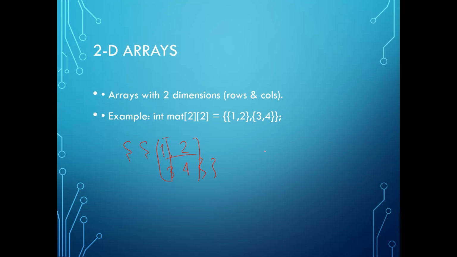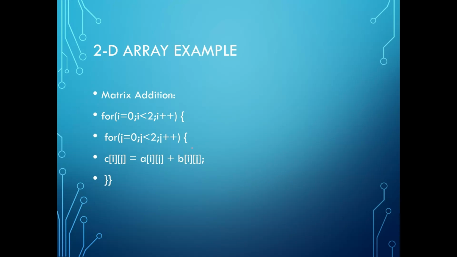So this is basically what you call a 2 into 2 matrix, because it has two rows and two columns. Coming to the example of a 2D array, how would it look? Suppose you have A: 1, 2, 3, 4. This is row 0 and this is row 1.